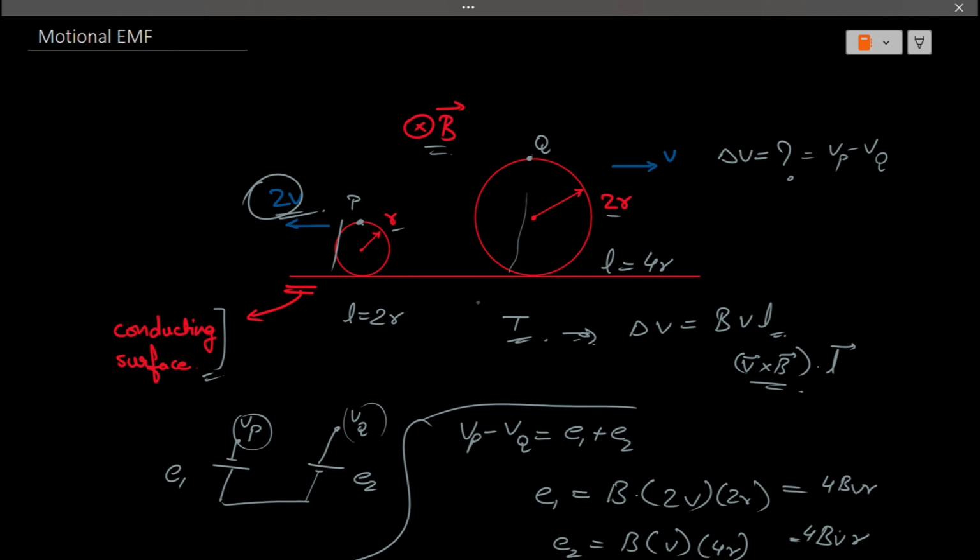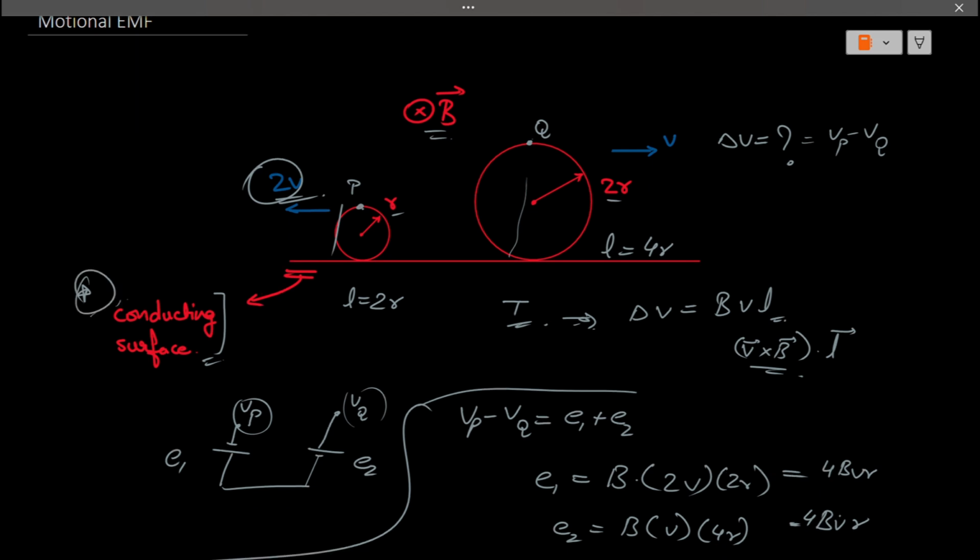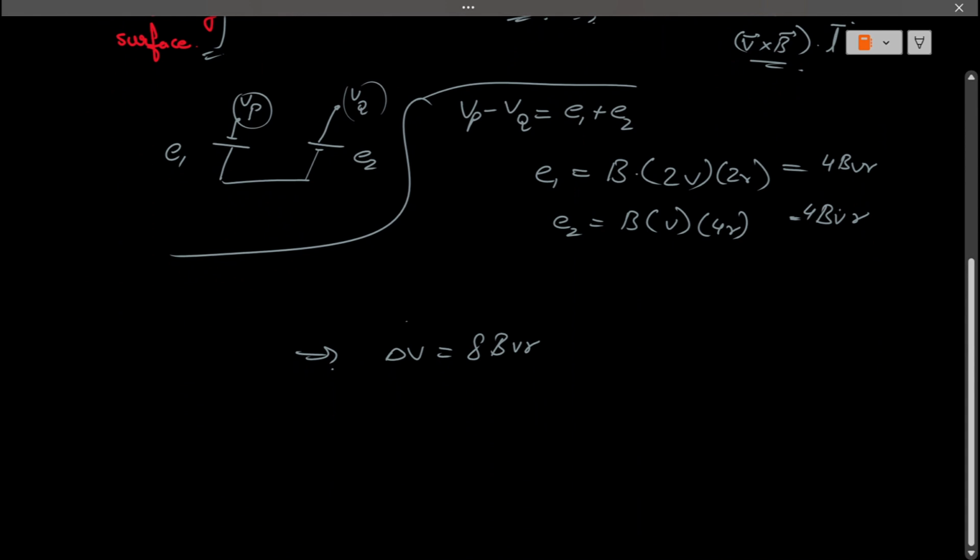And for this scenario we have a magnetic field perpendicular to the plane as well, and a conducting surface, we can't forget this. So that brings us to the end of the question, and we have the answer.